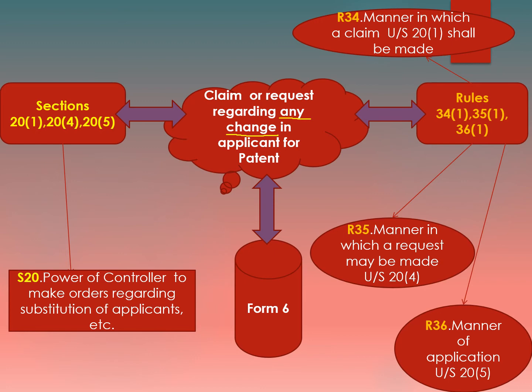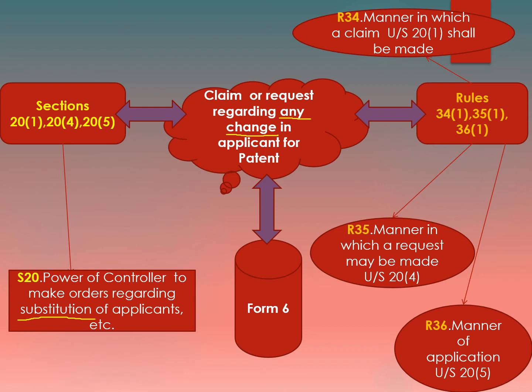The title of section 20 is power of controller to make orders regarding substitution of applicants. And rules: rule 34 is manner in which a claim under section 21 shall be made. That means rule 34 is directly related to section 20 subsection 1. Similarly, rule 35 is manner in which a request may be made under section 24, so rule 35 is directly related to section 20 subsection 4. And similarly rule 36, that is manner of application under section 20 subsection 5, is related to section 20 subsection 5.